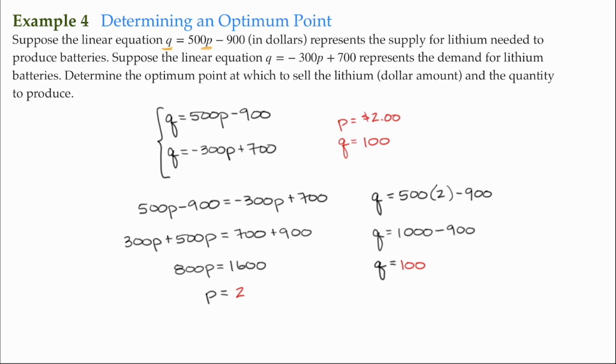So this is an excellent example of showing a price point at which they can produce the most at the highest price without sacrificing any of the quality. And there you go.